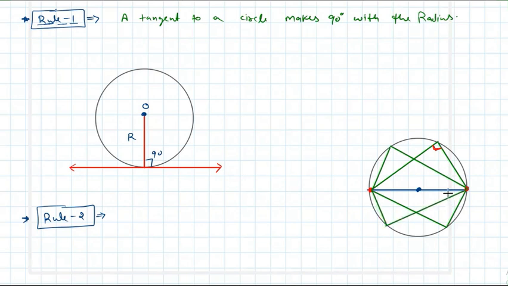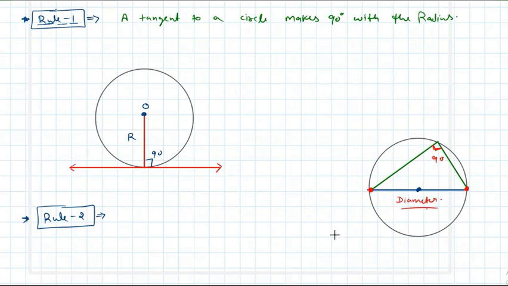So the main rule is what? The lines need to start from the boundary, from the endpoints of the diameter. That's it. Make sense? Perfect. So we are erasing these and only keeping one, so that it would be better to remember. So this is a diameter, and the diameter makes a 90-degree angle on the boundary, right? Make sense?